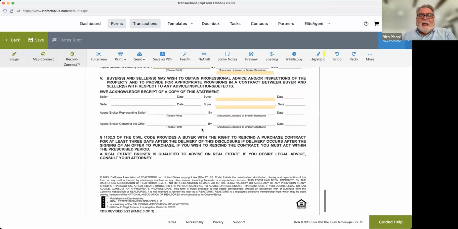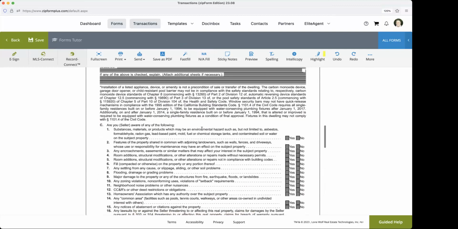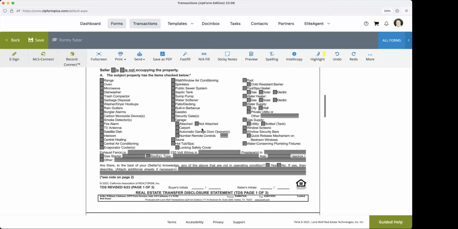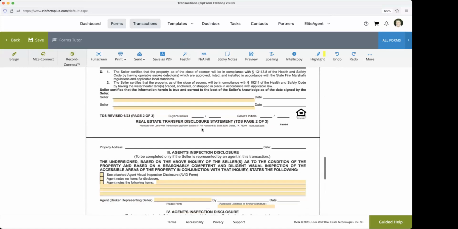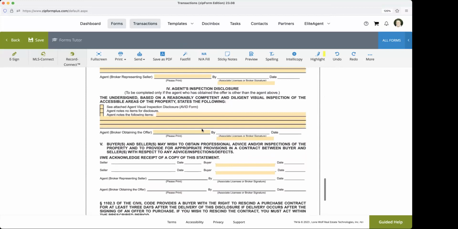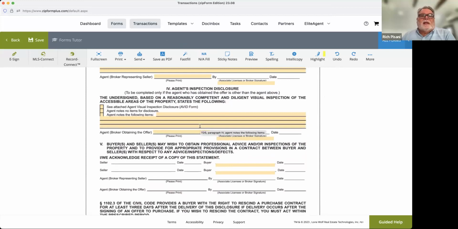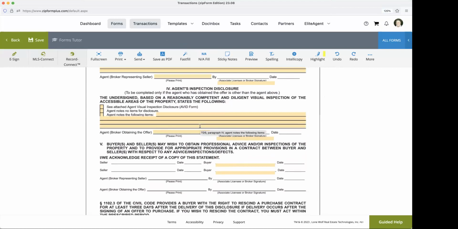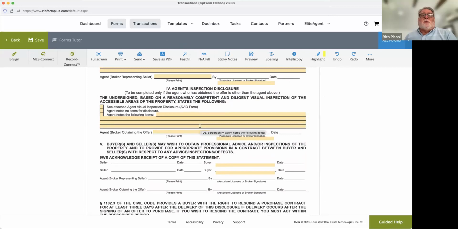So Rich, any question on that? Sure. If they mark the box that says items noticed in that small little box and they don't do the whole AVID, can the buyer still rescind? No, because they're the buyer's agent. I don't care what they write. No, I meant on the listing agent. If you're a listing agent and you're working for this company, I will not accept that.